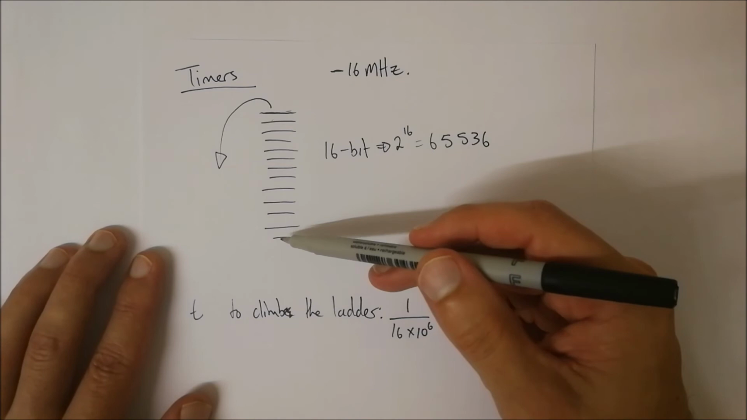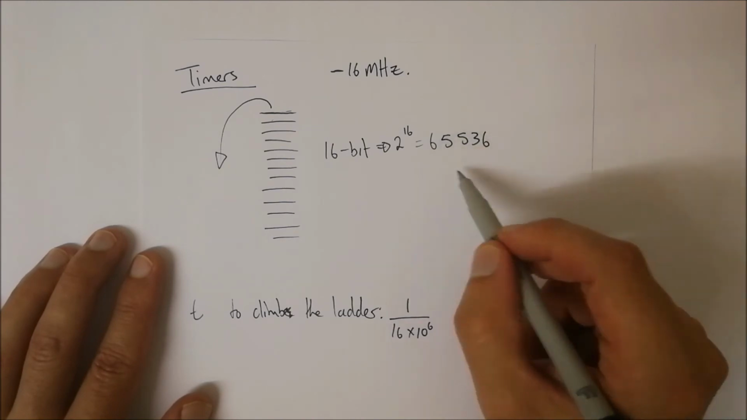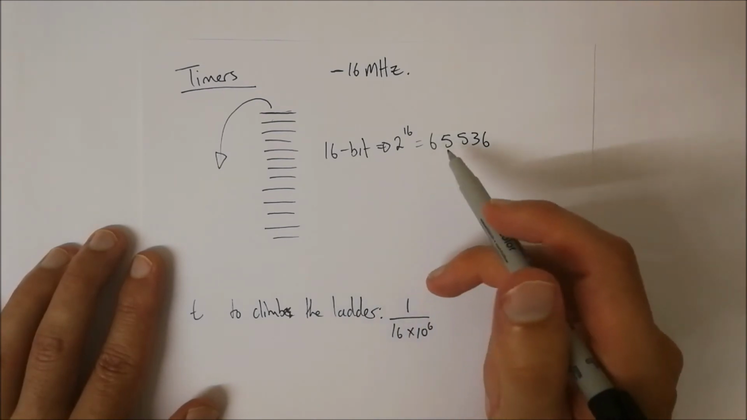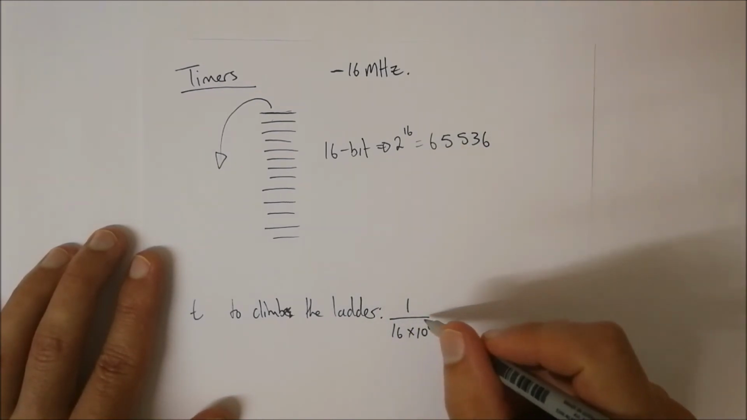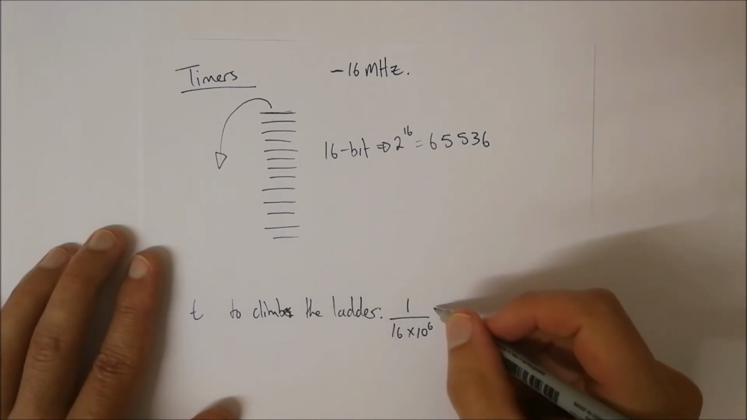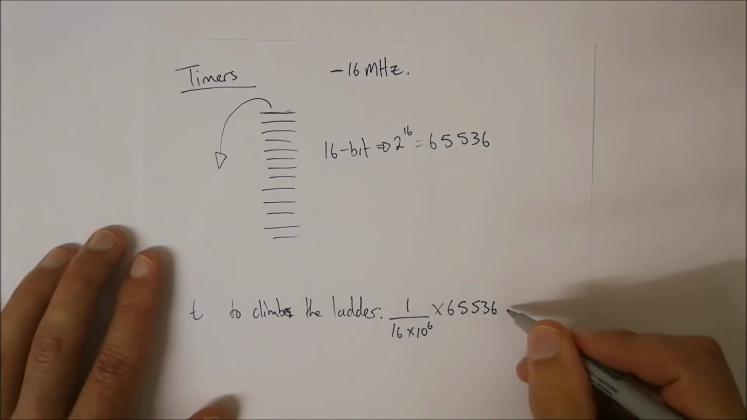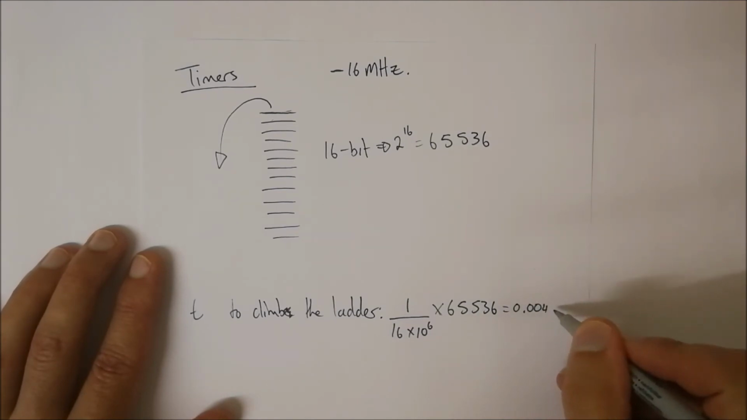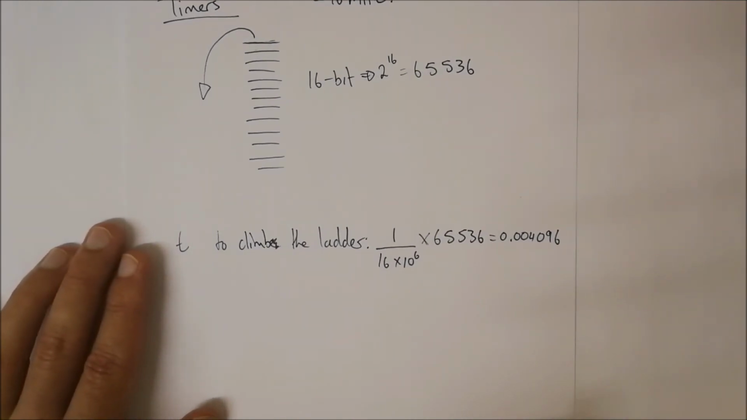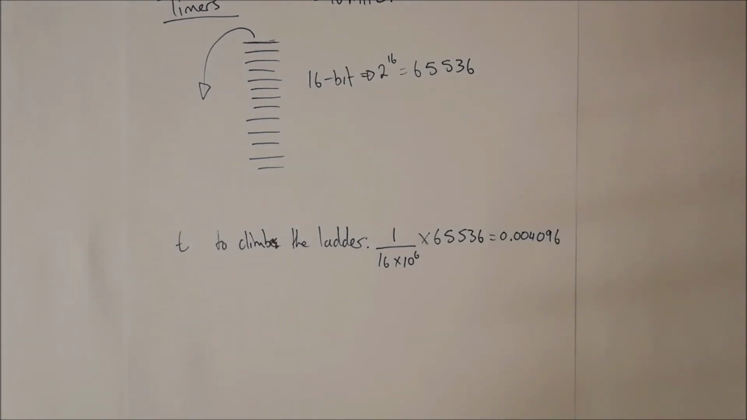But how long is it going to take for us to climb the 65,536 steps? That's the amount of steps we've got, because it's a 16-bit timer. Therefore it's the time period for one step to be climbed multiplied by 65536, and that is equal to 0.004096. That's the first thing we need to keep in mind and calculate.